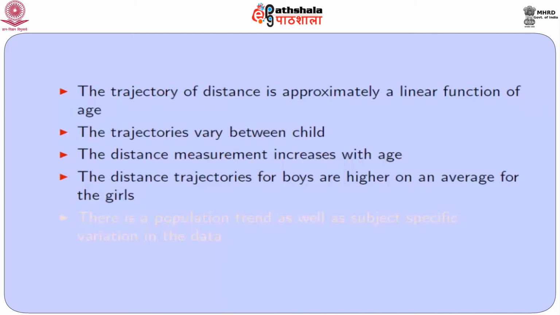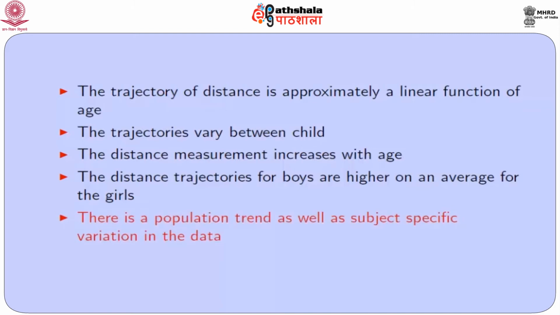But also in this case, there are exceptions. So what do we see? We can conclude that there is a population level trend, there is a mean trend, but there are subject specific variations in the data.